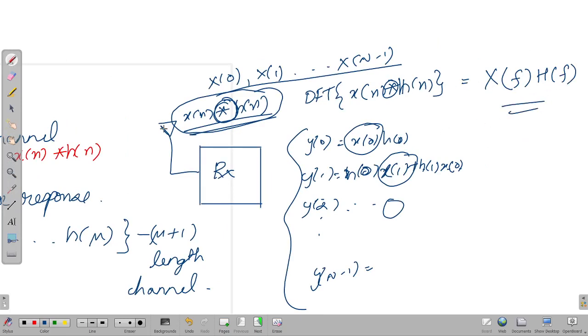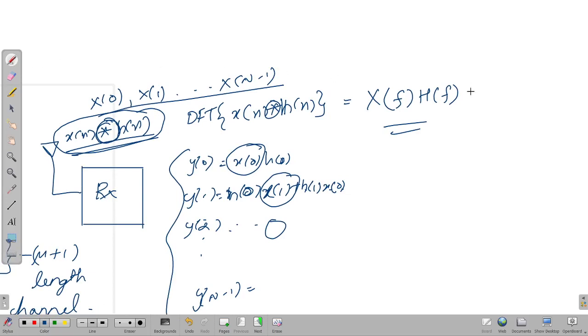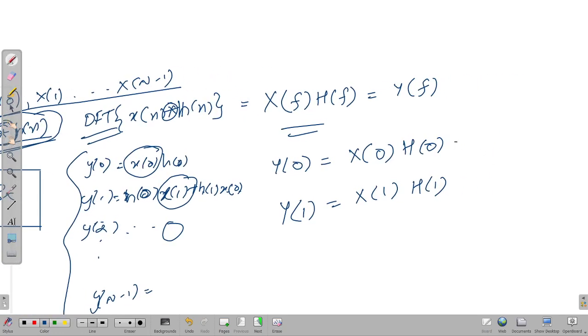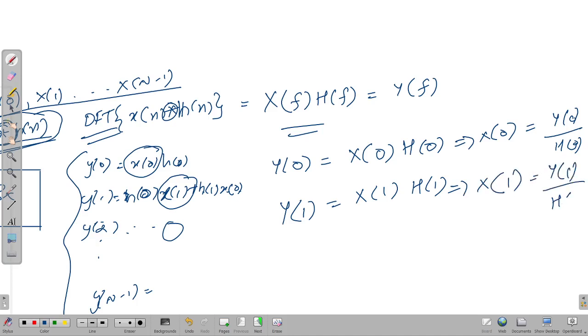Okay, so this would be my received signal, which is y of f. From here I could separate y of 0 is x of 0 into h of 0, y of 1 is x of 1 into h of 1. Remember, this is the frequency domain. I'm taking a DFT here, so I'm talking about the frequency domain now, and I can very easily separate out signals. X of 0 is y of 0 by h of 0. Here x of 1 is y of 1 divided by h of 1.